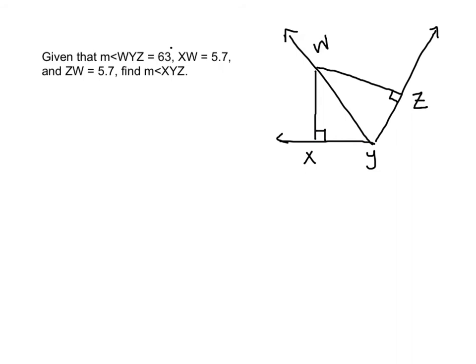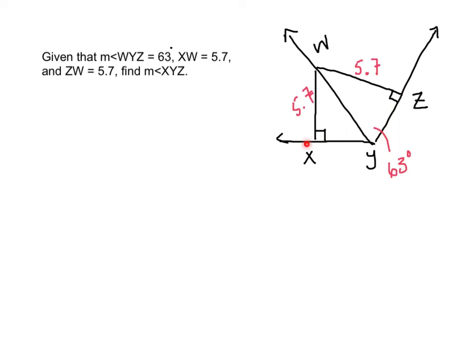So looking at this, we see that it is the same diagram that we had before, but now different given that the measurement, we can go ahead and label our diagram, given that the measurement of angle WYZ is equal to 63 degrees, XW is equal to 5.7, and ZW is equal to 5.7. We want to find the measurement of XYZ, the big angle there.